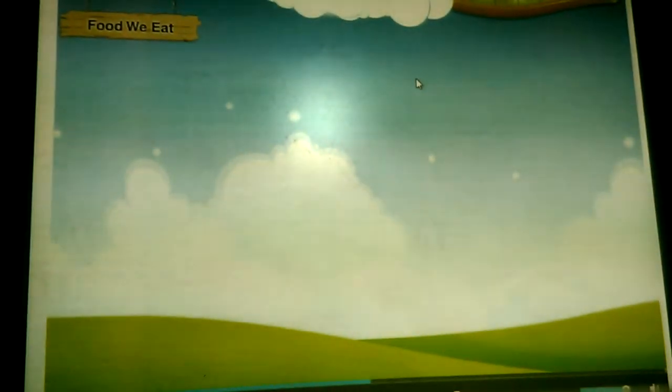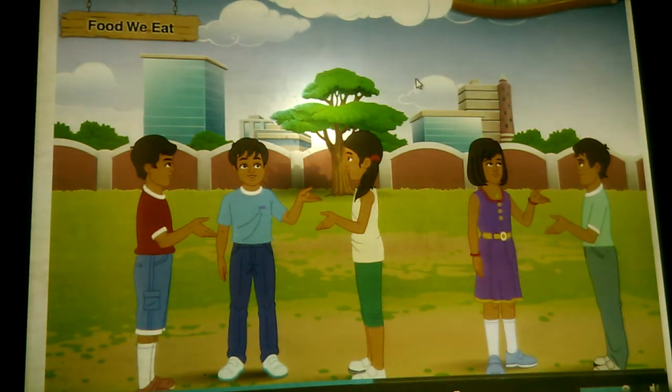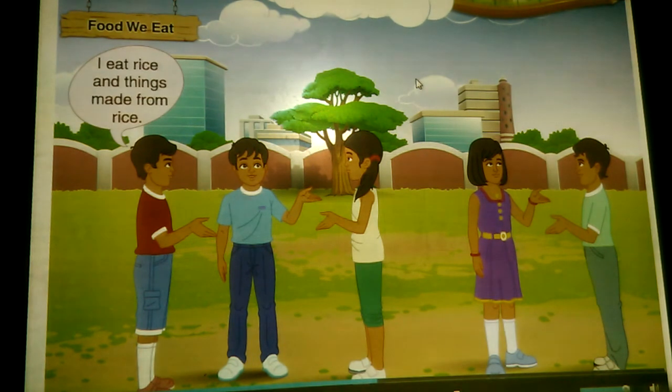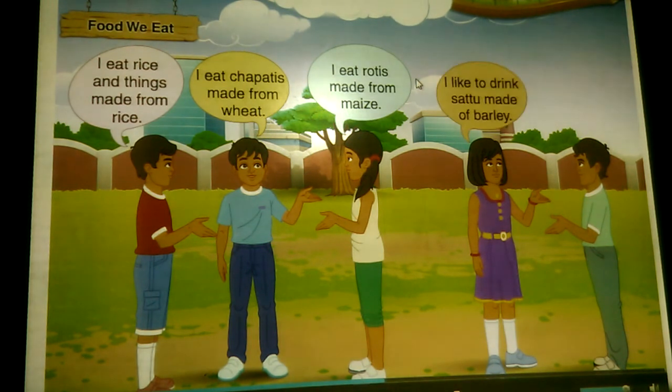Food we eat. Children were talking about what things they eat in the morning. Made of rice, wheat, maize, barley, etc. Vinay says, I eat rice and things made from rice. Vikas says, I eat chapatis made from wheat. Reshma says, but I eat rotis made from maize. Pinky says, I like to drink sattu made from barley. Suresh says, my favorite is porridge made from ragi.